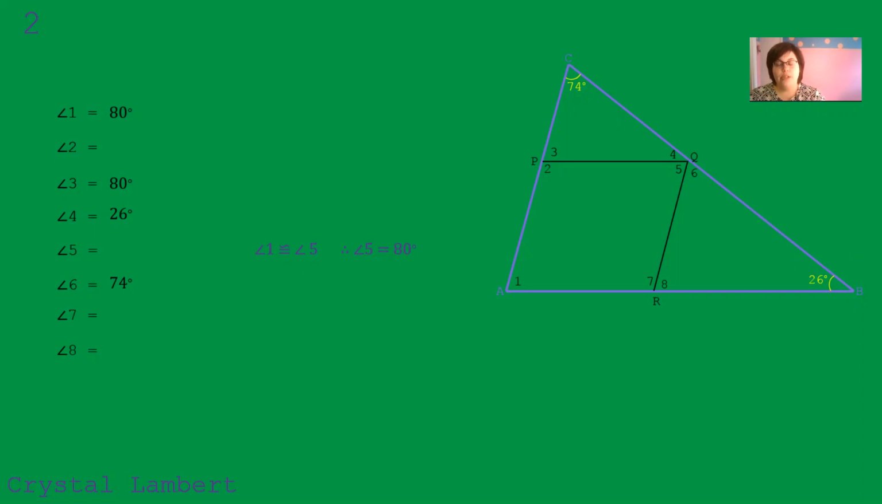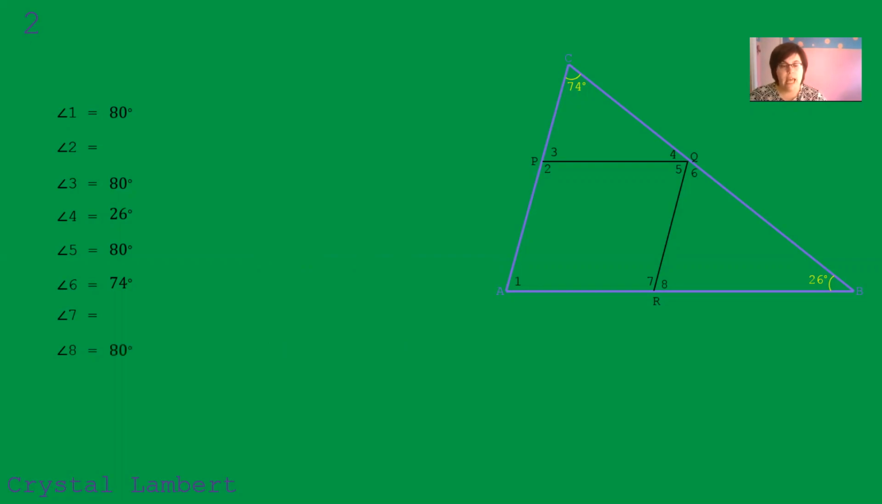Another way we could also get angle 5 is 4, 5, and 6 are on a straight line. So the sum of all three angles would be equal to 180 degrees. So if you add angle 4 plus angle 6 plus angle 5, you would get 180 degrees. So there's always that way. So angle 5 is 80 degrees. Then we look, angle 1 is congruent to angle 8, and that's 80 degrees.